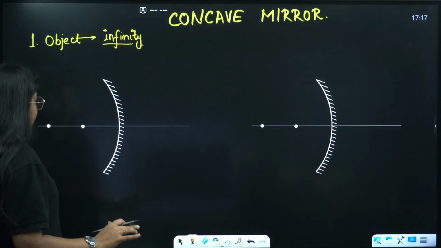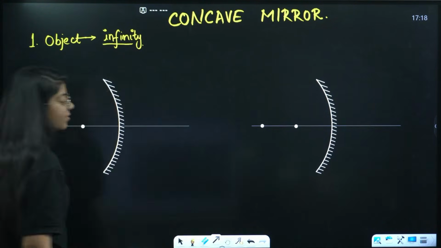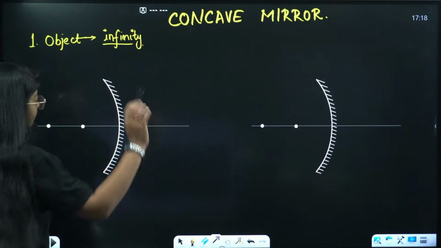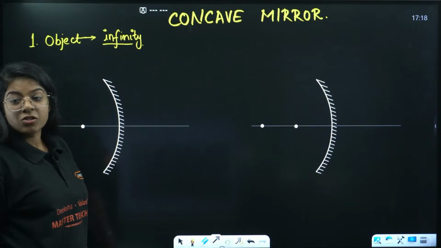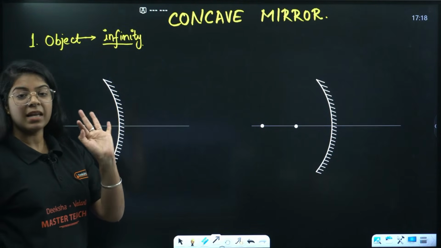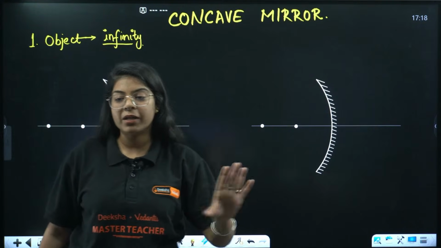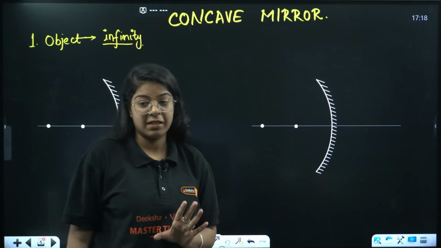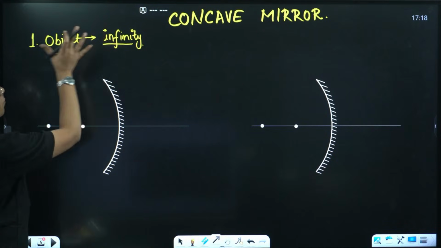Let's start with the very first. Now what did I tell you? I told you to get a scale. Now I have this board, but you won't have this board in your exams. So you need a scale, a pencil, and if you are so confident, you can use a pen, but I recommend you use the pencil. Now first is parallel rays from infinity.